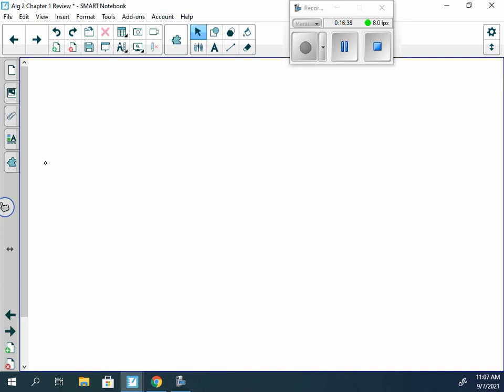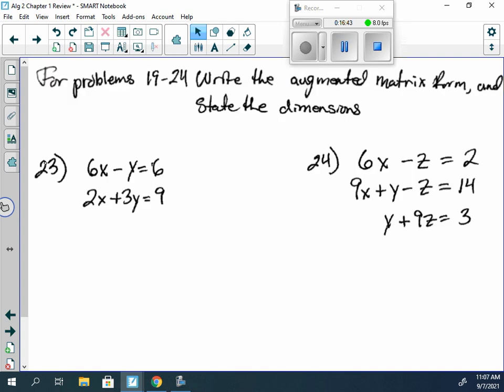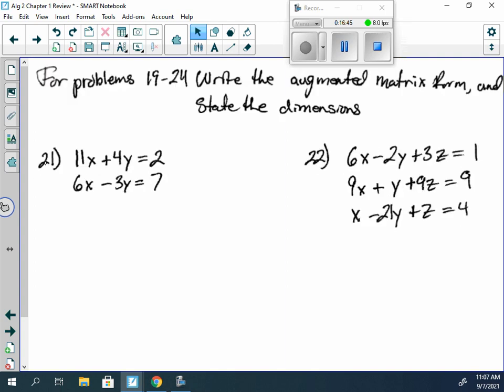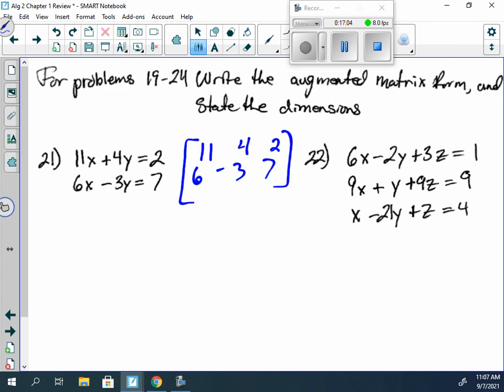Yes, sir. Yes, ma'am. 21? Yes. So we look at 21. XY number, yes? So it's all set up exactly as we need. So what would the numbers be for the augmented matrix? 6, -3, 7. And this is a 2 by 3.